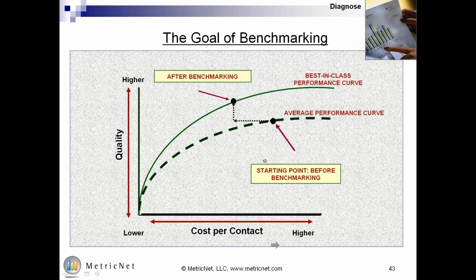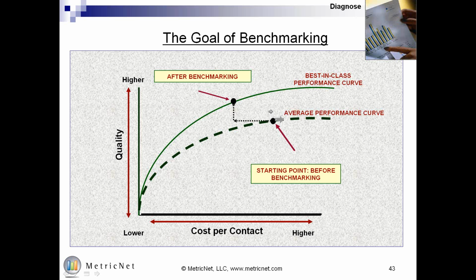Now, very early on, I used this chart, cost versus quality, to talk about the definition of what it means to be a world-class call center. I'm using the chart here for a different purpose. And the purpose is this, to explain the goal of benchmarking. Most call centers are not optimized. Most call centers do not operate on this upper curve here. Most are down here with some average level of performance.